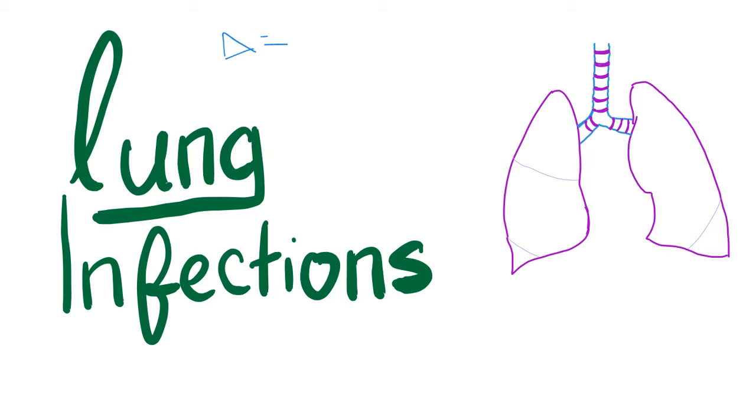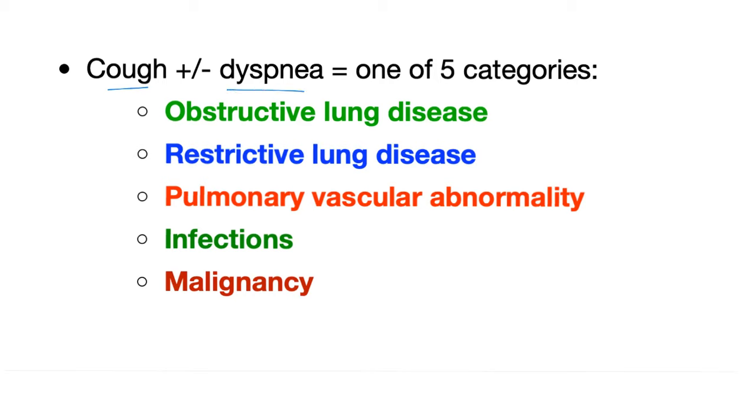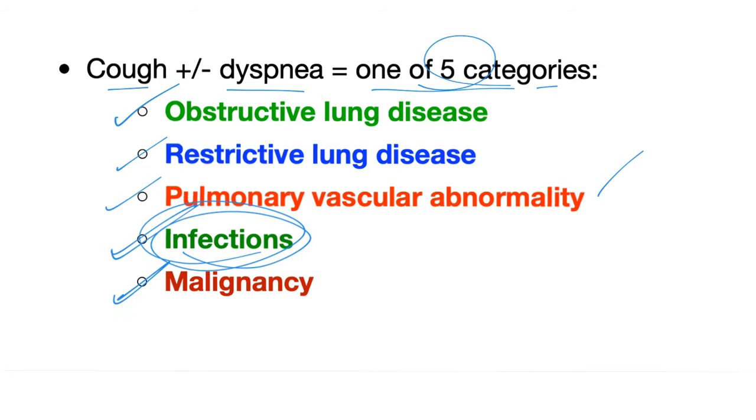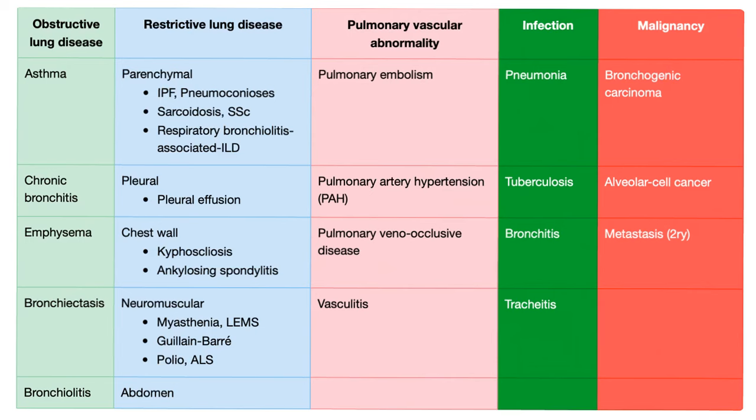In previous videos, we have talked about DVT and PE. Today, we'll talk about lung infections. If you have cough and dyspnea, you probably have a lung disease, one of five categories. Could be obstructive, restrictive, pulmonary vascular abnormalities such as pulmonary embolism or fat embolism, infection, malignancy. Today, we're talking infections. Infections could be pneumonia, tuberculosis, lung abscess, bronchitis, tracheitis, empyema, etc.